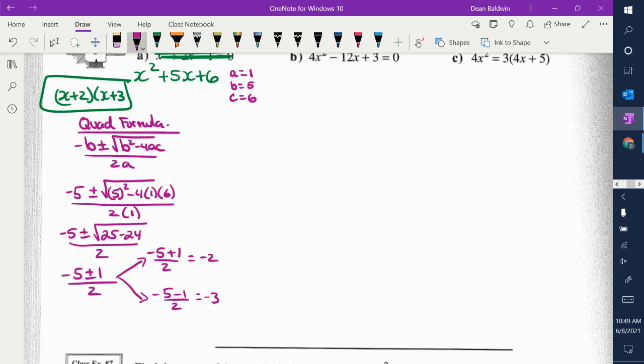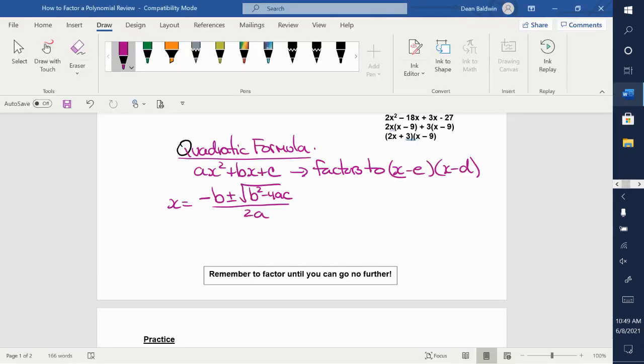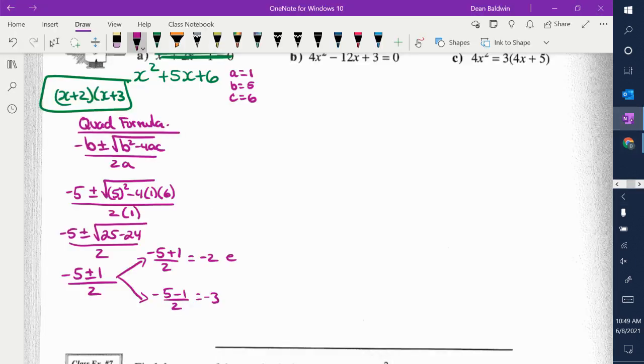And remember, we said, I'll come back to this in a sec, it factors to the form x minus e, x minus d. These are your e and d values. This is your e and your d. I just made up the e and d, the variables. So then you just go x minus e, x minus d. What's your e and d?